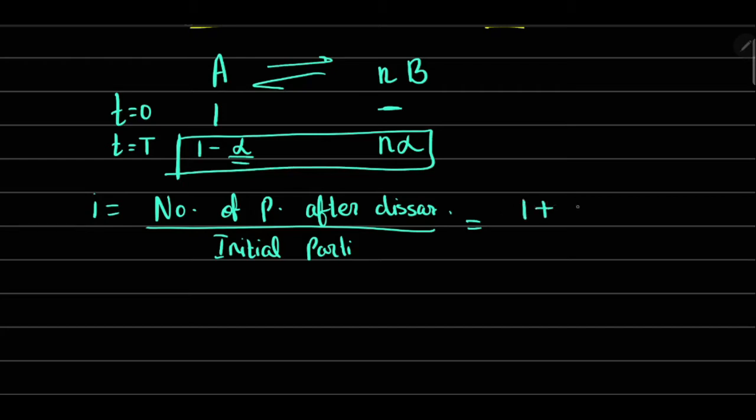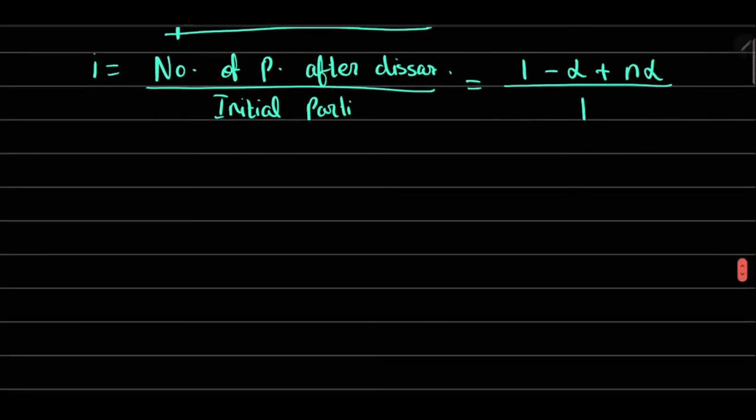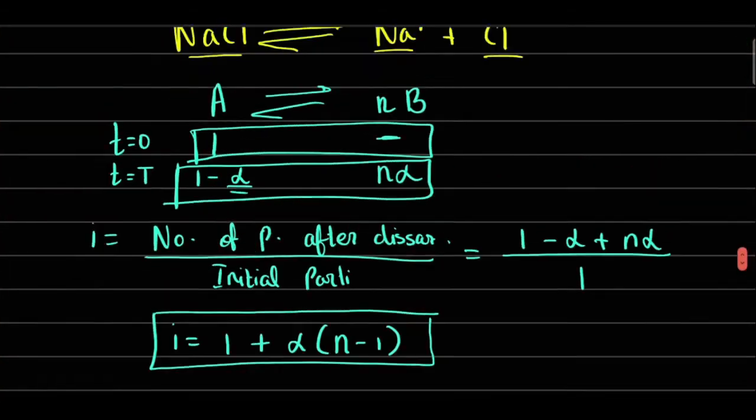So we are having 1 minus alpha plus n alpha divided by, initially we are having only 1 mole, so below we can write it as 1. Now we can further write it as i is equal to 1. We can take the alpha common, so we can write it as plus alpha into n minus 1. So this is the formula for calculating the Van 't Hoff factor for dissociation of solute. I hope you understood this. You can check it once again if you want.